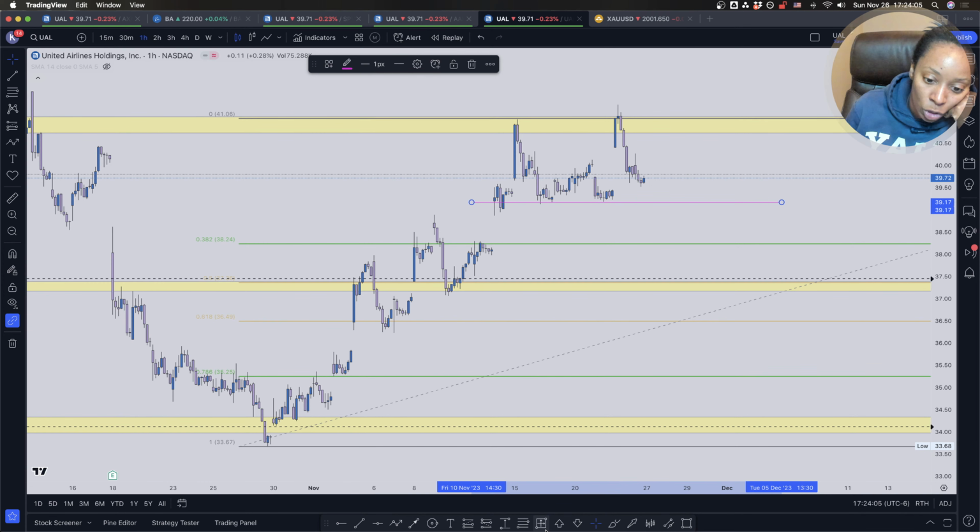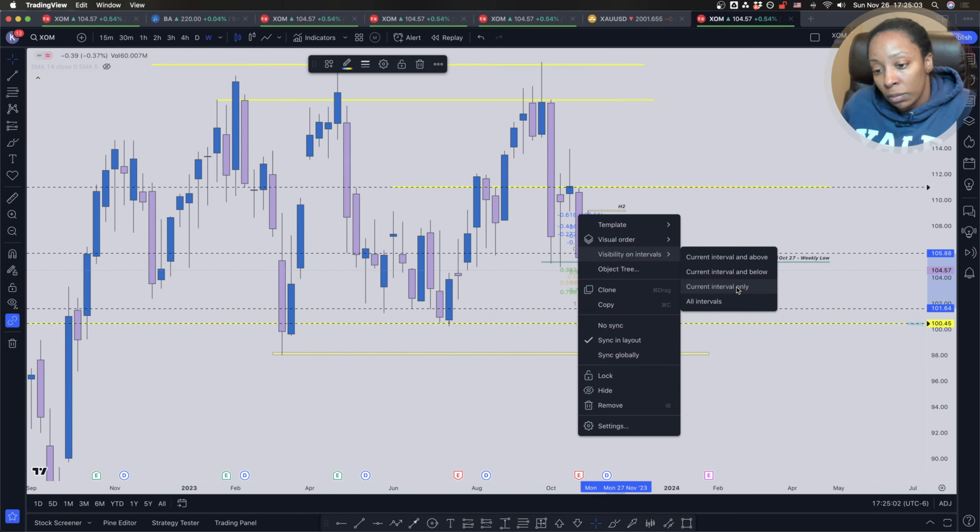But let me try to look beyond. Let me get these fibs visible on. I only want it visible maybe like here. These fibs are in the way. Current interval and below. I think I may have missed a fib. Wait, there's one. Current interval and below. So let's go to the weekly. Okay, good. Now we can see.